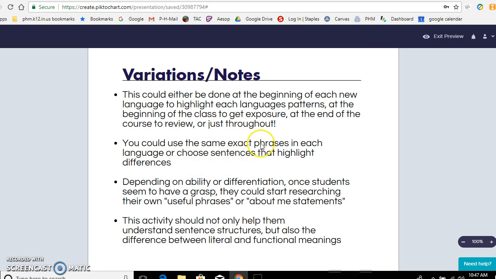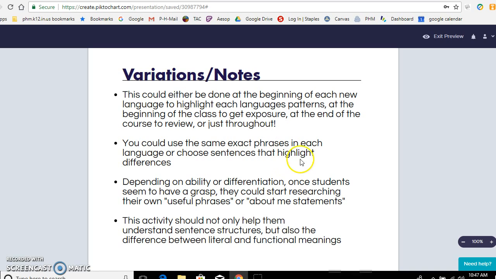Also, you could use the same exact phrases in each language, or you could choose sentences that highlight differences. For example, if I wanted to do "what is your name" in all 5, I could do that, and they could see the differences or similarities between "what is your name" in all 5 languages. But I could also choose sentences that highlight differences. For example, if you know any Spanish or teach any Spanish, you already know that noun phrases are sort of backwards in Spanish.